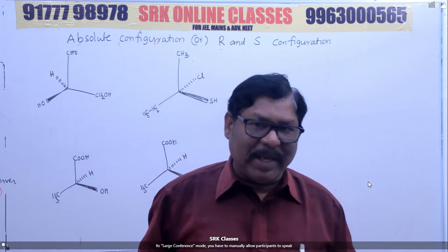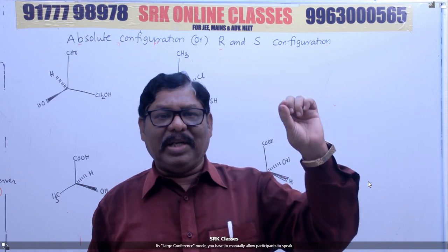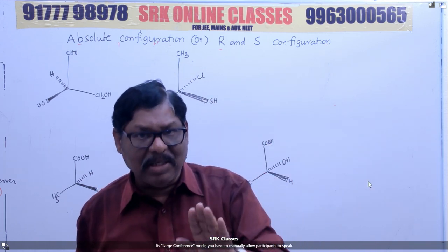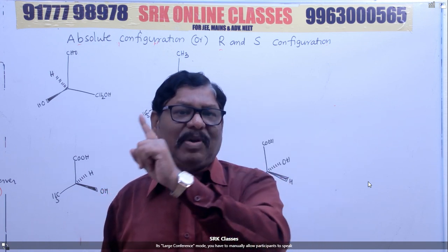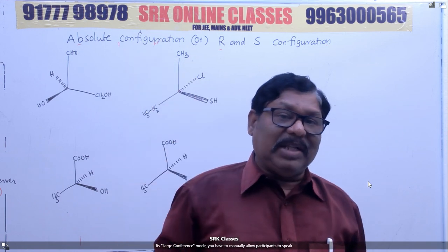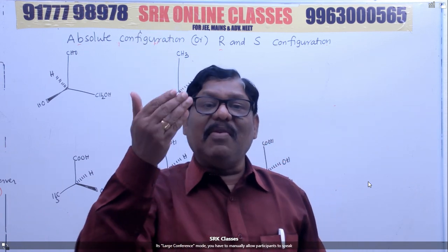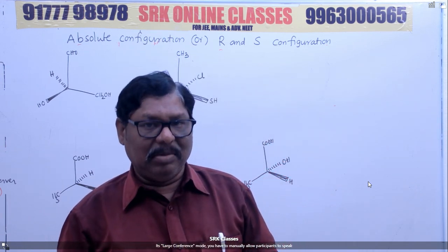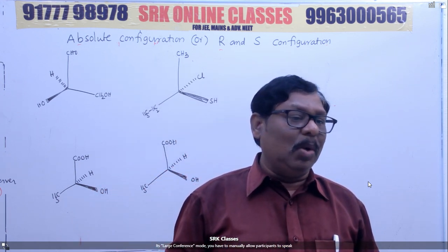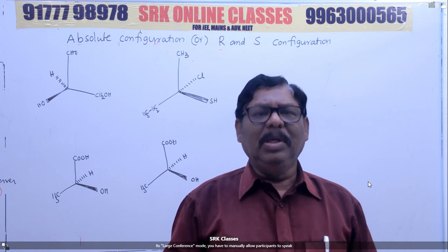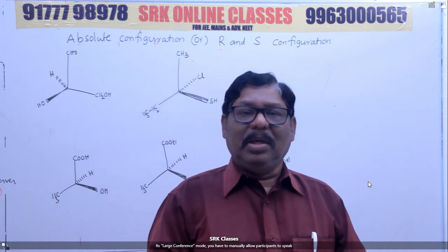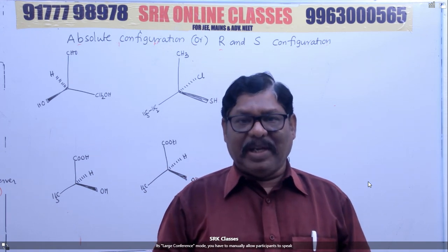I repeat once again, an odd number of interchanges gives inversion of configuration, which means if you are getting R, the correct one will be S. If it is an even number of interchanges, retention of configuration will be observed, right? So these are the few important CIP rules, Cahn, Ingold, Prelog. Now we'll apply these rules to different molecules and we'll find out the RS configuration.